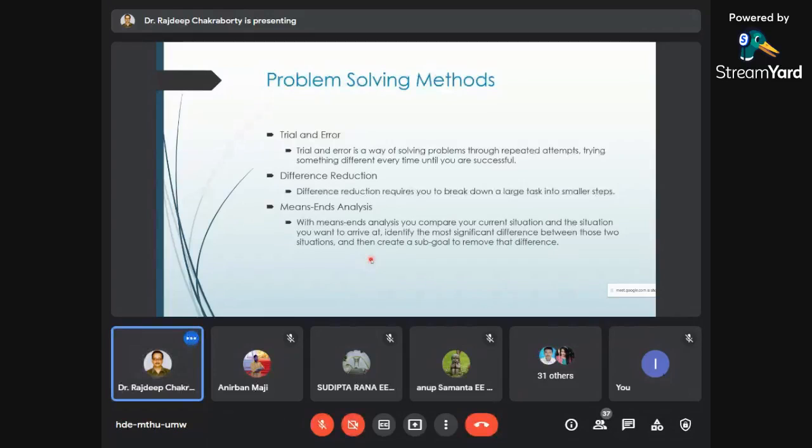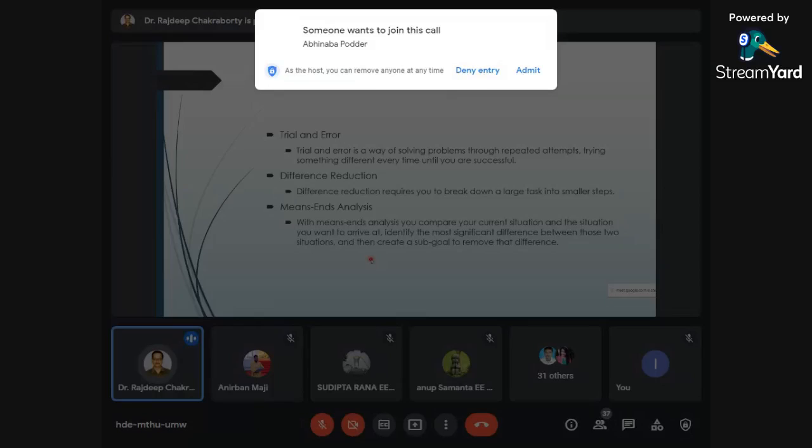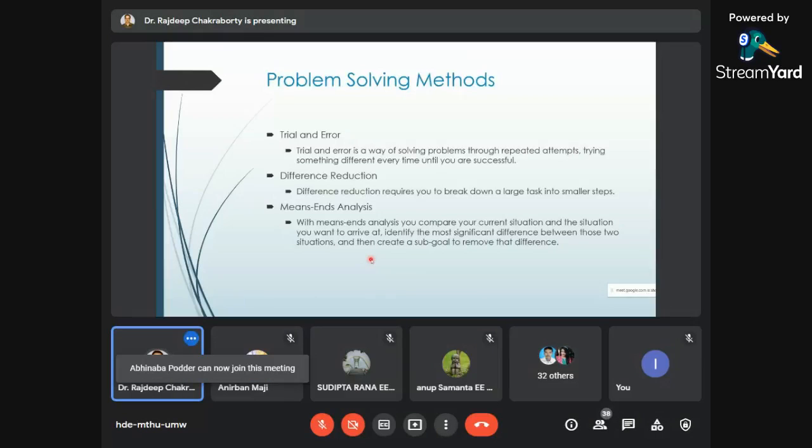So in the literature, a person can solve a problem in many ways. It absolutely depends on his or her IQ and approaches. But as per the literature, there are mainly three types of problem solving.